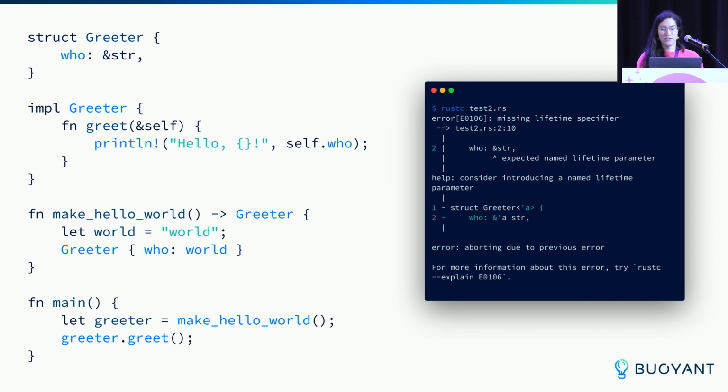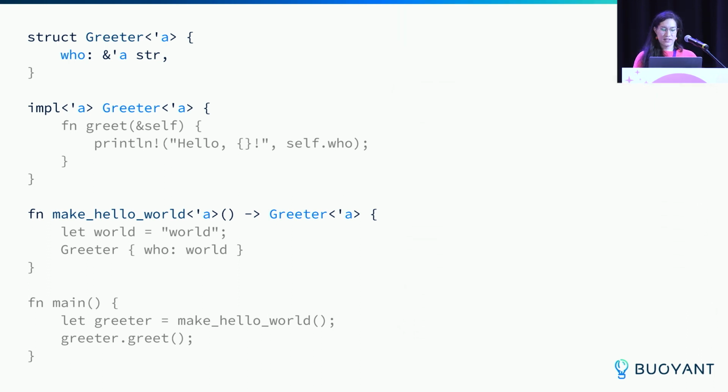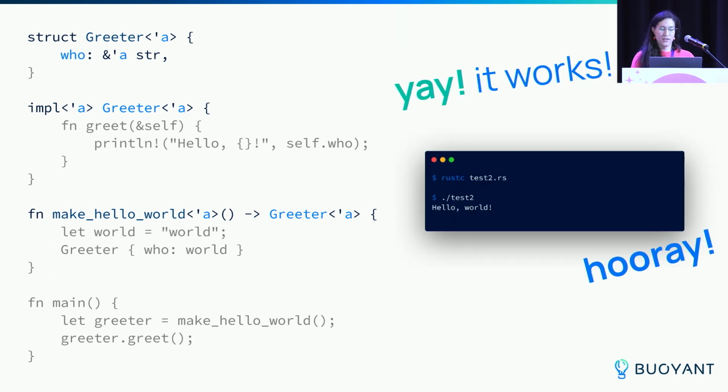So you can see there it says, try adding these tick-A lifetime indicators, and that's kind of what you need to do. So we can just do what the compiler is suggesting here and add those lifetime indicators to our program. And now we've got things parameterized on 'a, which is to say when we talk about a greeter, we're not just talking about any greeter, we're talking about a greeter that holds a reference whose lifetime is 'a. And if we try to run this, it's actually just going to work.